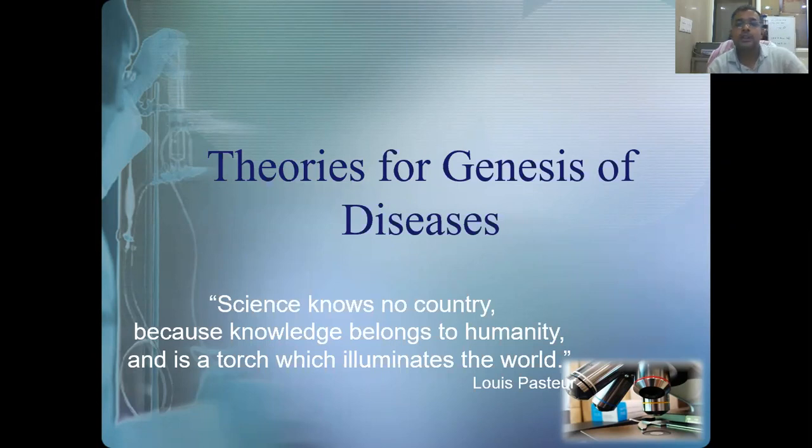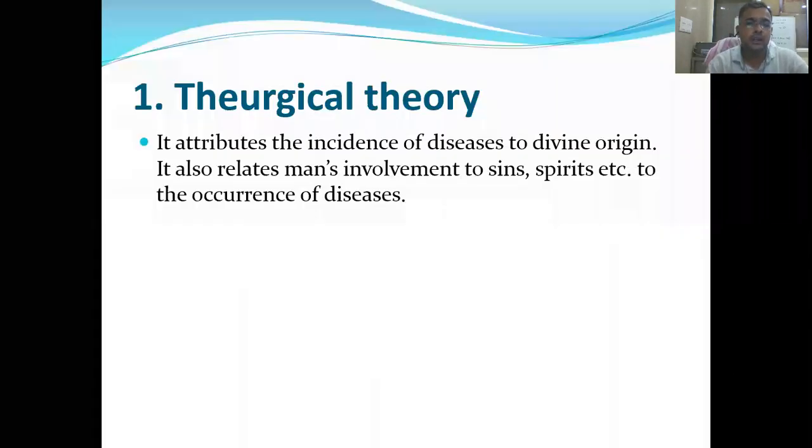The first is the theurgical theory. Theurgical theory is simple: they believed that God is giving or punishing us for doing some wrong things.